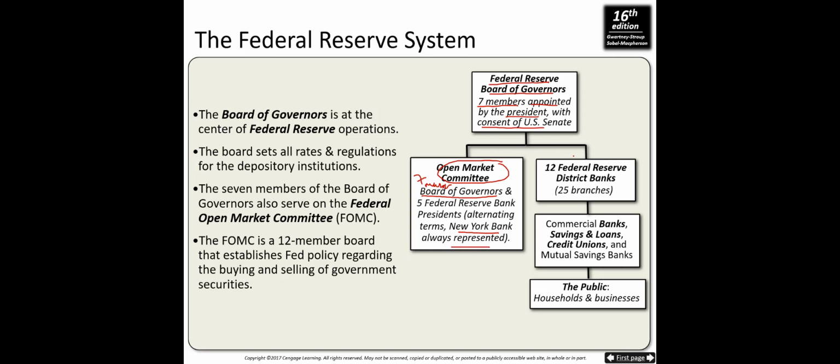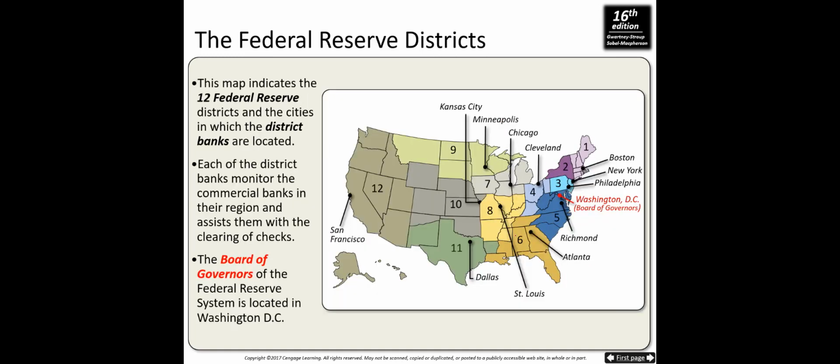The second governing body is the 12 Federal Reserve District Banks, and they are overseeing commercial banks, savings and loans, credit unions, and mutual savings banks. And this is connected to the public, which represents households and businesses. So now you see on the screen the map of the Federal Reserve Districts. We have 12 Federal Reserve Districts and the cities in which the district banks are located. Each of the district banks monitors the commercial banks in their region and assists them with the clearing of checks. The Board of Governors of the Federal Reserve System is located in Washington, D.C.